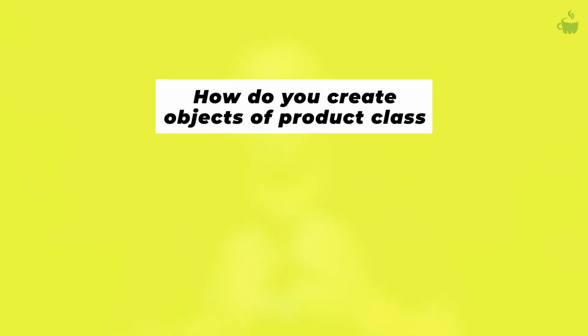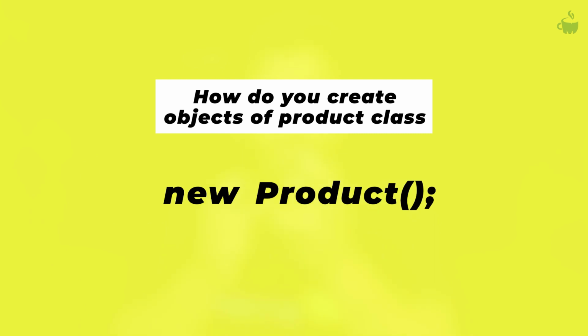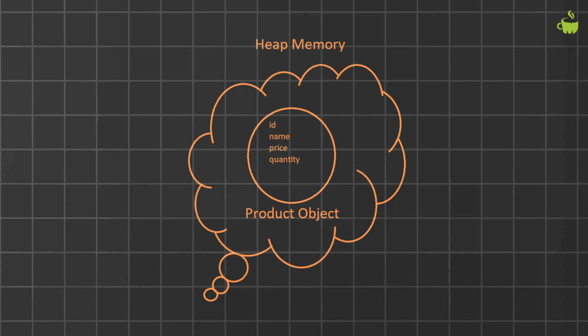In Java, we use a keyword called new to create an object. For example, new followed by the type of the object you want to create. Example, new Product. Now here a new product object gets created. Objects are always stored in memory, and here objects will be stored on heap memory in Java.